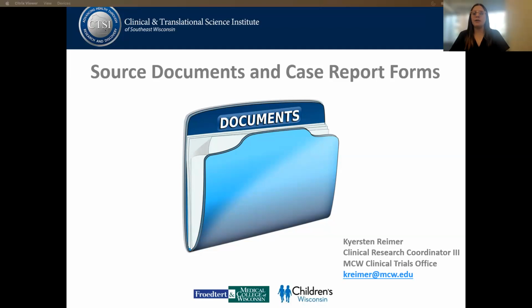Today we are going to be talking about source documents and case report forms. Obviously, we all use these quite frequently. They're a very important part of research. This is all revolving around the data collection. So where does it come from? How do we collect it? How do we make sure that this data that we're collecting is accurate?